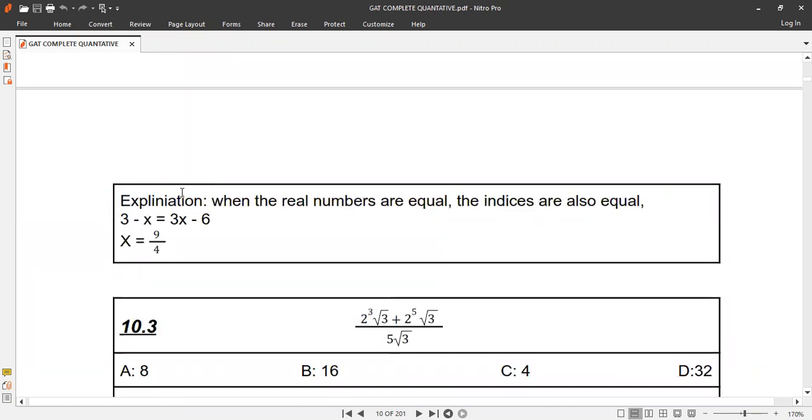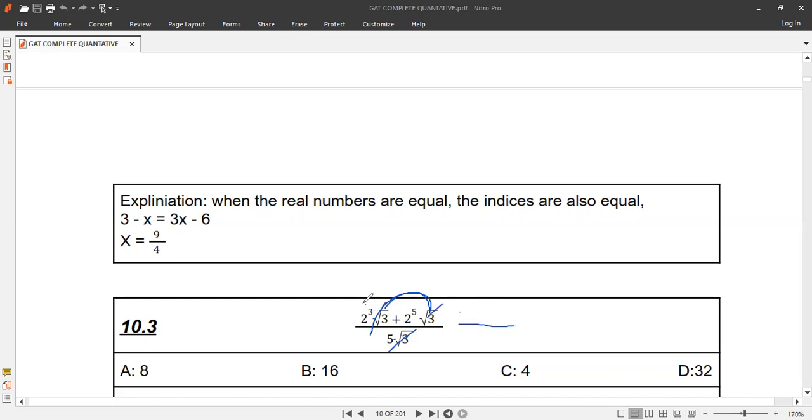Now, let's go to this question. Here, directly, guys, we can take root of 3 as a common factor, and directly we can delete it. We can simplify: 2 to the power of 3 multiplied by root of 3, plus 2 to the power of 5 multiplied by root of 3. Root of 3 appears in both terms, so we can simplify it with root of 3 in the denominator. So we have 2 to the power 3. Now it's a matter of calculation.